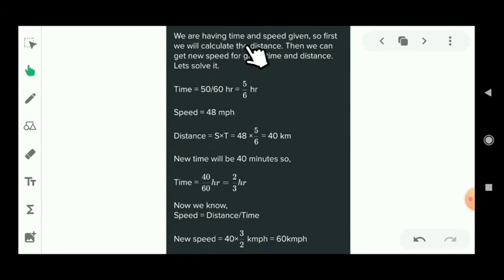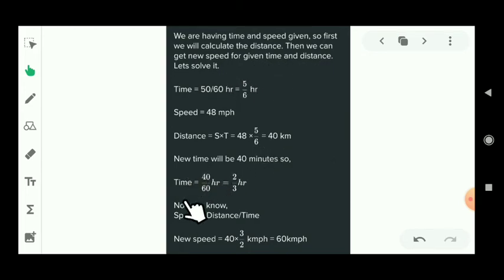As you know, we have time and speed given. So first we will calculate the distance. Firstly we have to convert 50 minutes into hours, so we divide it by 60, that means 5 upon 6 hour. And what is the speed given? Speed is given 48 kilometer per hour. So the distance will be speed into time, that means 48 multiplied by 5 upon 6, that is 40 kilometer. Now we can get the new speed for the given time and distance.